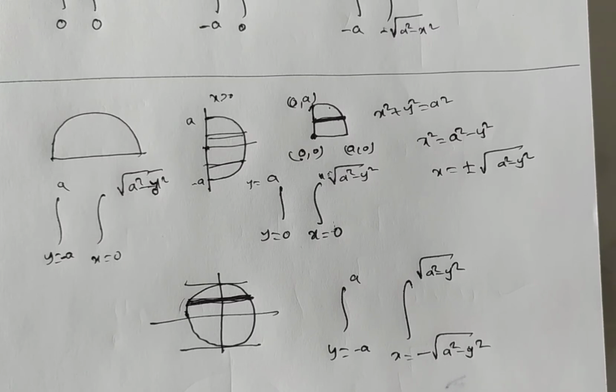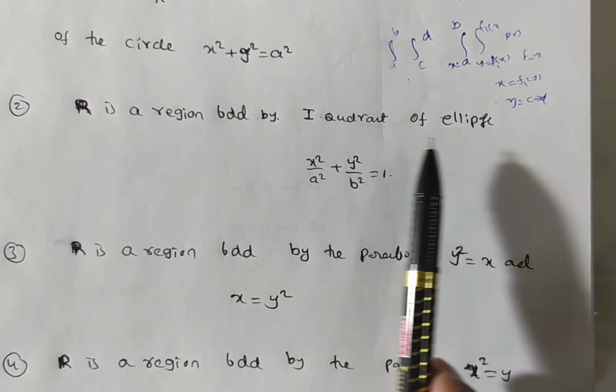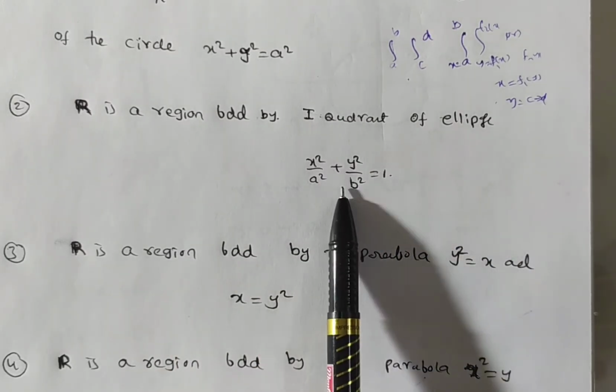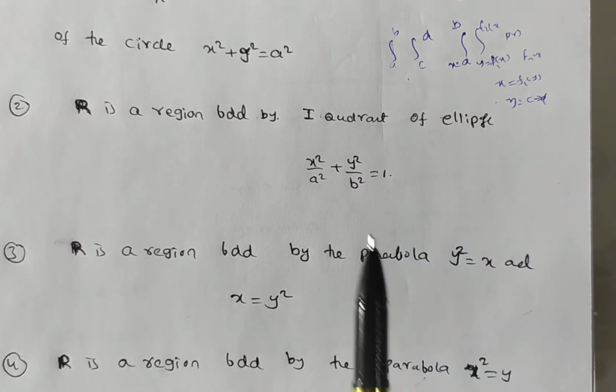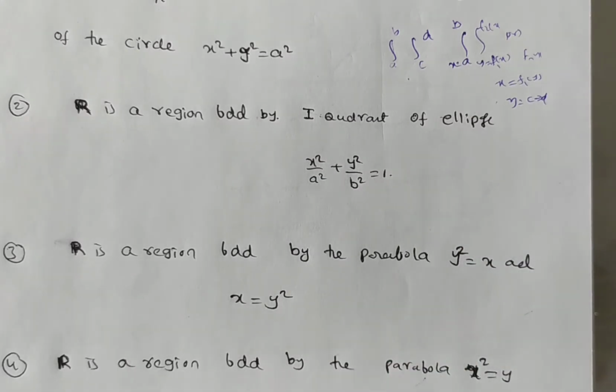Second problem: R is a region bounded by the first quadrant of the ellipse x square by a square plus y square by b square is equal to 1. So they have given the first quadrant, that is the positive quadrant of the ellipse. So I am writing now the second region limits.